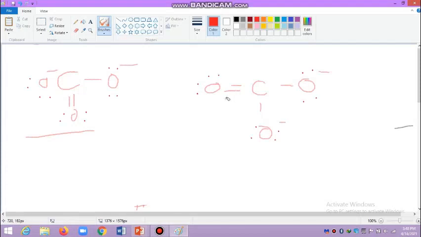So this is a valid resonance form. So for another one, I'll just transfer again the double bond here. So this negative, and then here, negative. So this is also a valid resonance form of the carbonate ion.